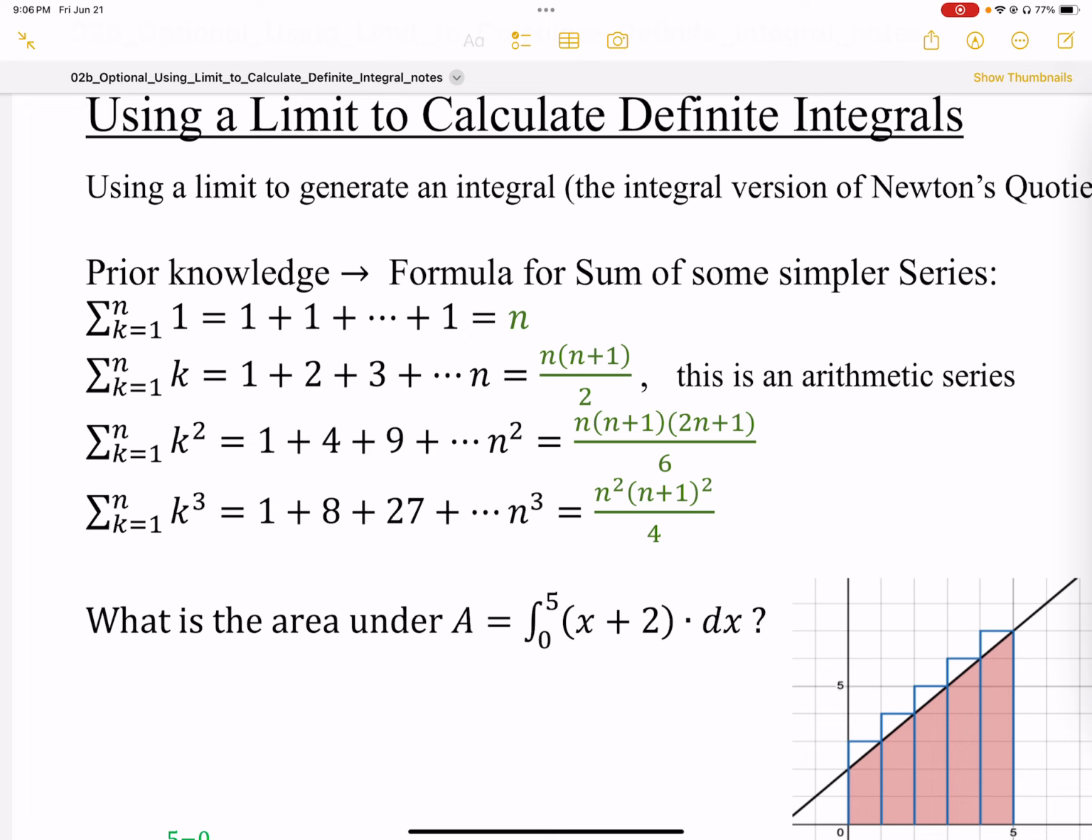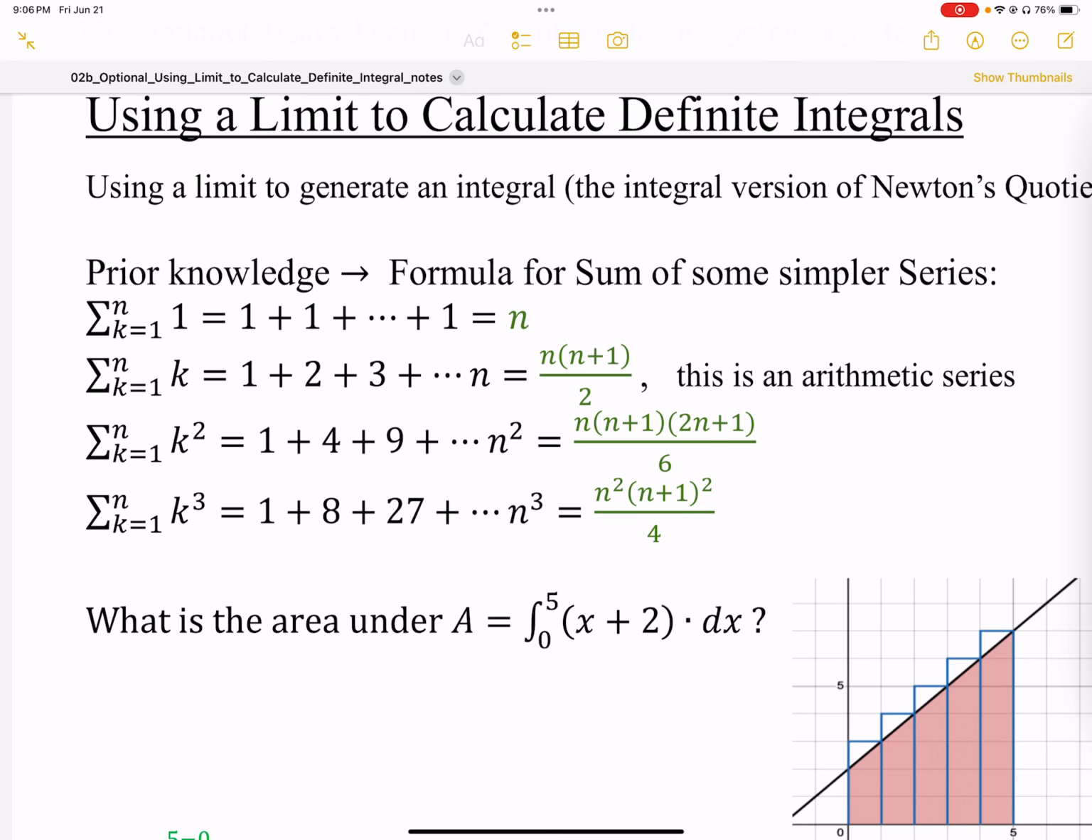all the way to n squared. There is a formula for that, and that formula happens to be n times n plus 1 times 2n plus 1, all divided by 6. Now it takes a little while to generate this. And in fact, there are ways to go from the n squared to n cubed, and from n cubed to n to the fourth, but that involves quite complicated math, so we're just going to avoid that for now. So we're just going to have these formulas to use at our disposal.